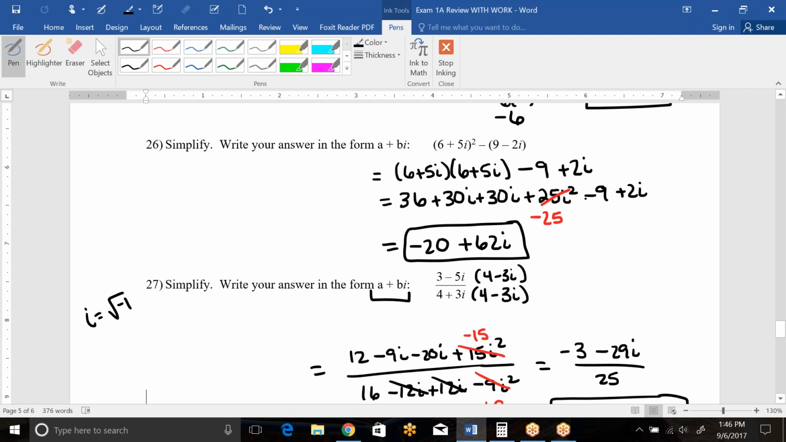36 minus 25 minus 9. I was thinking it was negative 11 in my head, but 36 minus 25 is 11, minus 9 is 2. I caught that and wanted to make sure we fixed that. So this is actually a 2. So double check that, make sure you have that one correct. And now we are at the end.